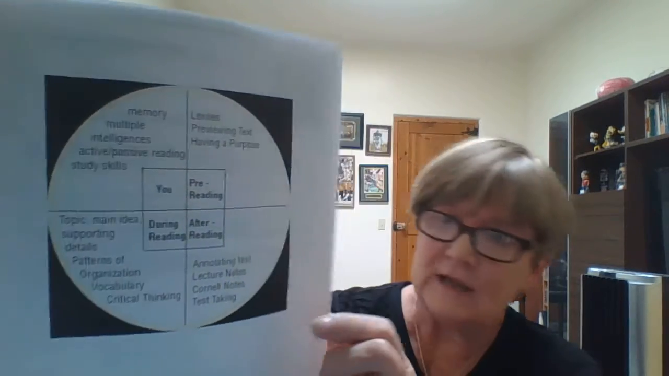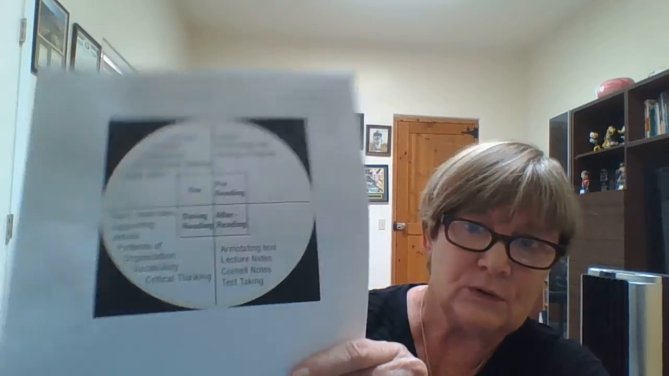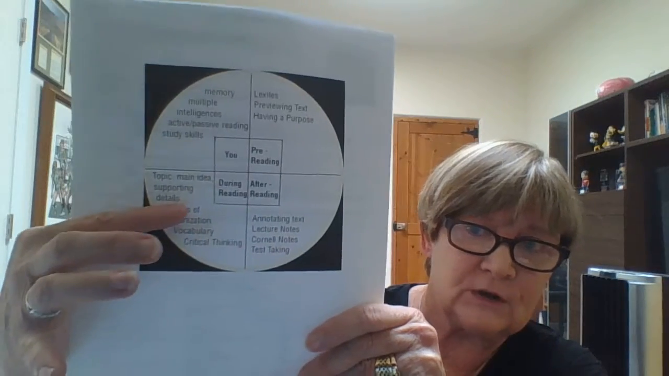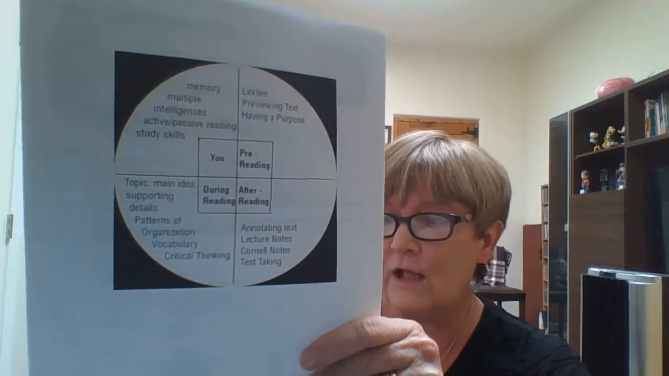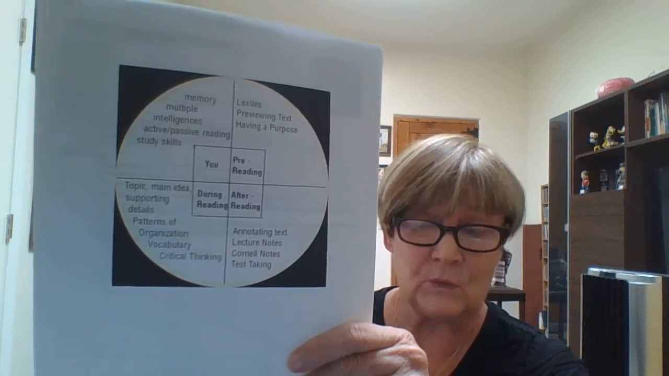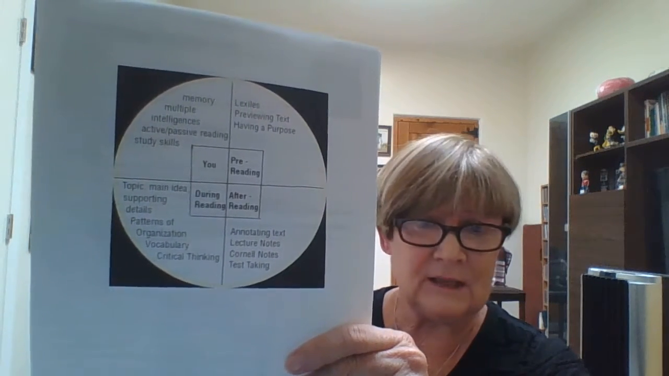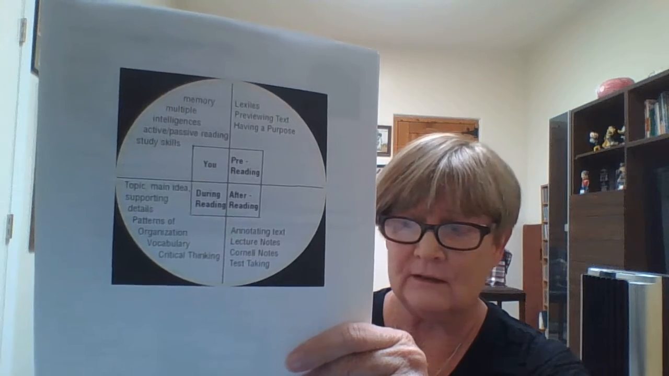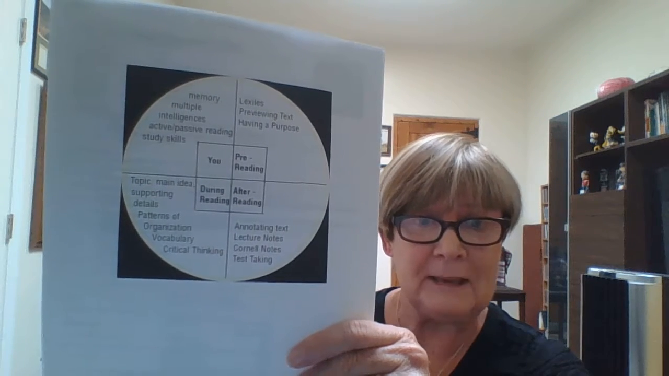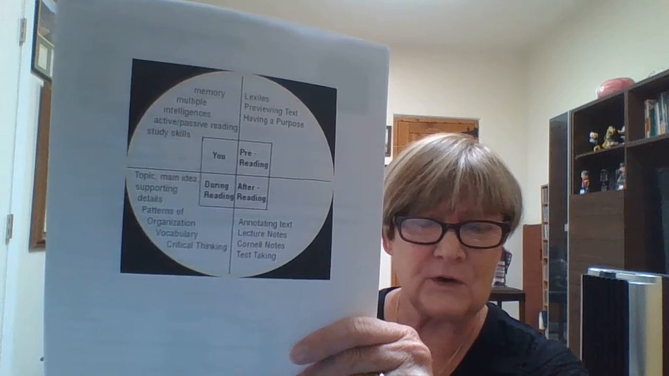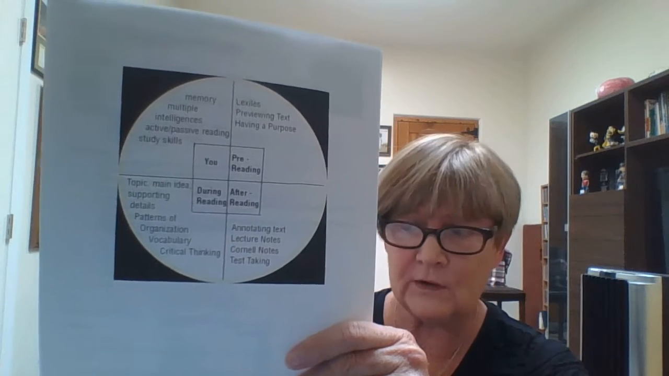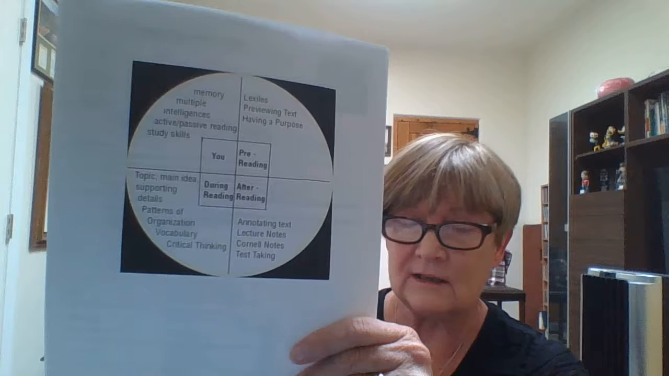We are going to go down next to during reading strategies. So while you are reading, what should you be doing? What does it mean to find the topic of what you're reading? How is the topic different from the main idea? And what are supporting details? What are they supporting? You need to discuss this.